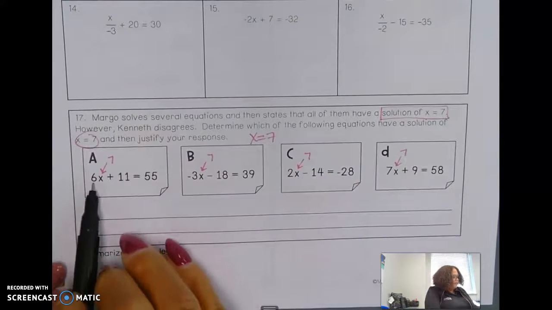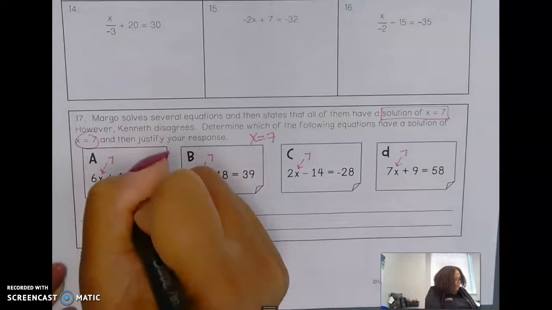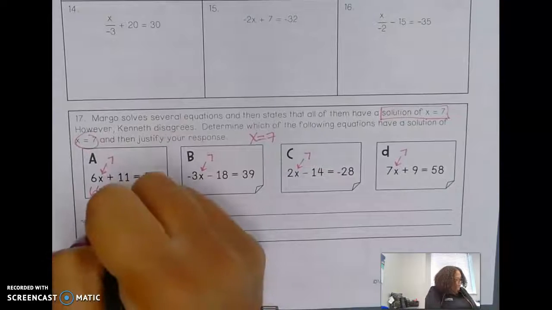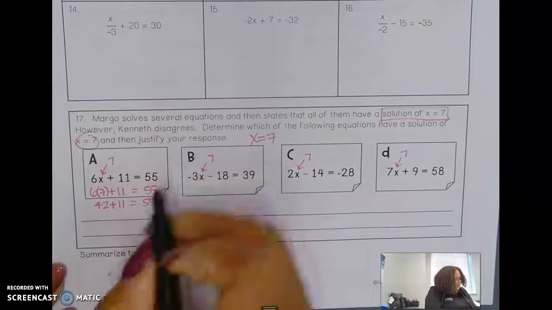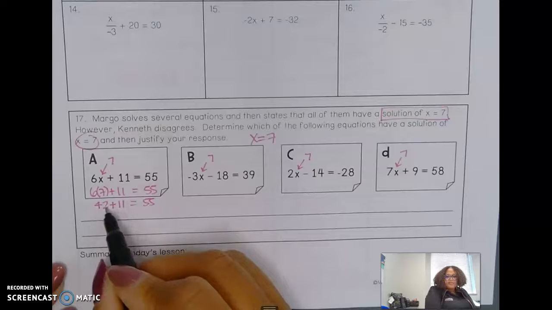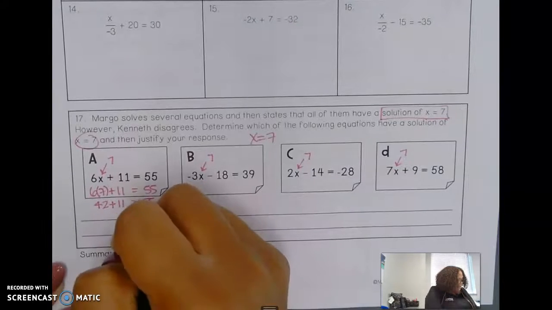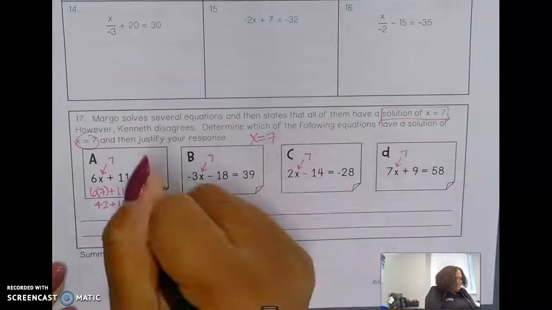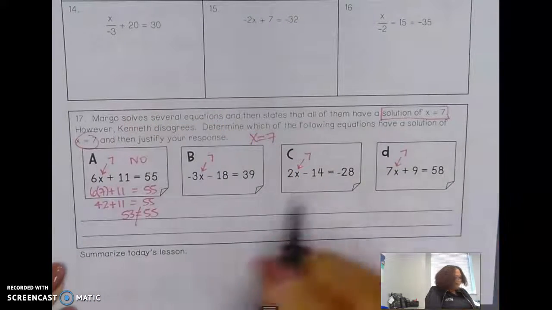Let's work it out. 7 times 6 plus 11 equals 55. 7 times 6 is 42 plus 11 equals 55. What is 42 plus 11? 2 plus 1 is 3. 1 plus 4 is 5. This is 53 equals 55. Is this true? No, not true here.